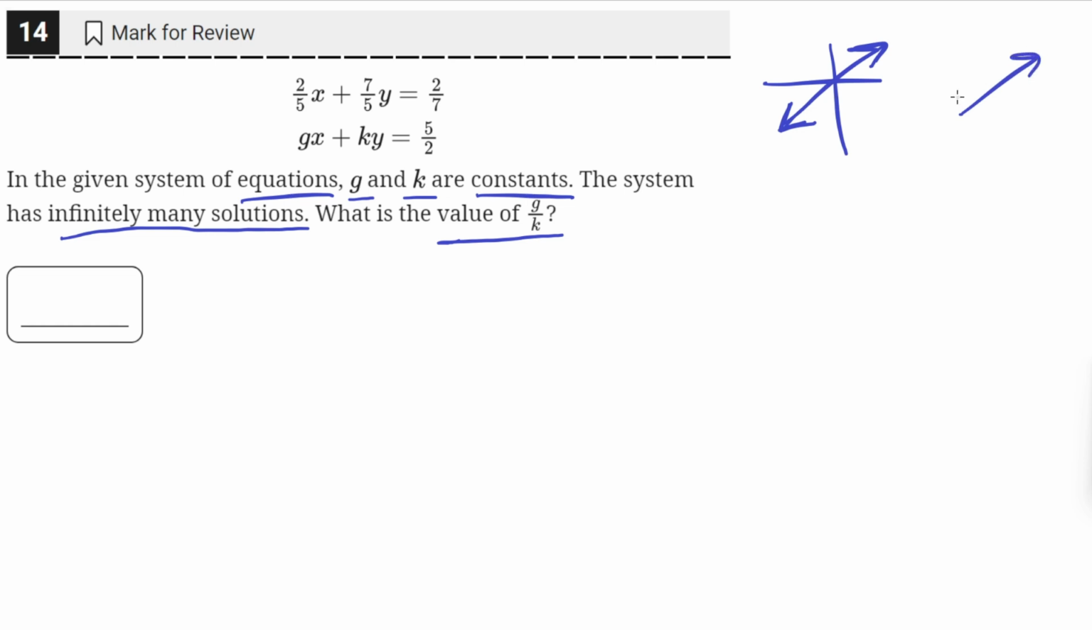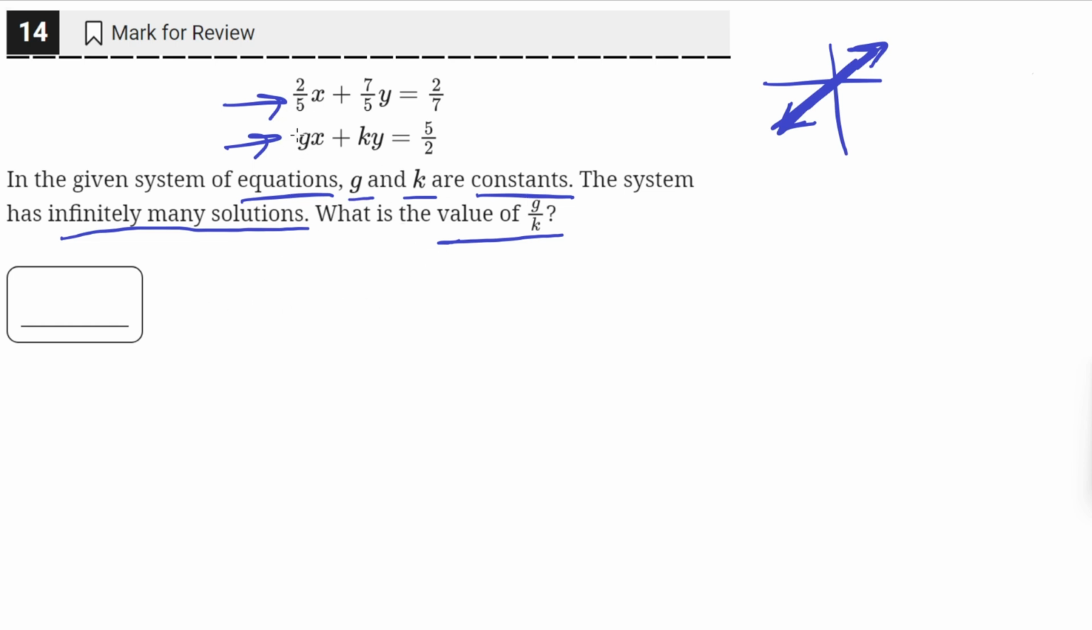Compare that to when you have two lines with different slopes and y-intercepts, then they intersect at one point and there'd be one solution. But here, the lines completely overlap. So that means that they have infinitely many points of intersection. So what that means is that we need this line and this line to have the same equation, the same y-intercept and the same slope value for them to have infinitely many solutions.